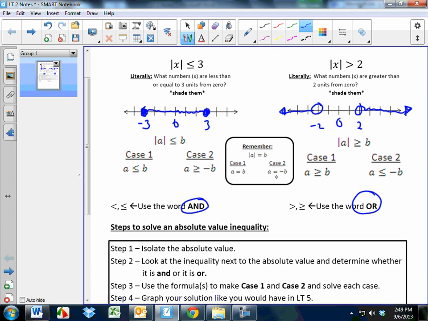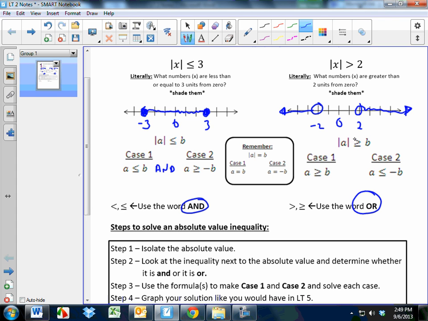I guess one way to remember this is, when you have negative b, think of dividing by a negative to make that opposite b, so you have to flip the sign. So if it was a less than, you change it to greater than. And the word that goes between the two cases is and.